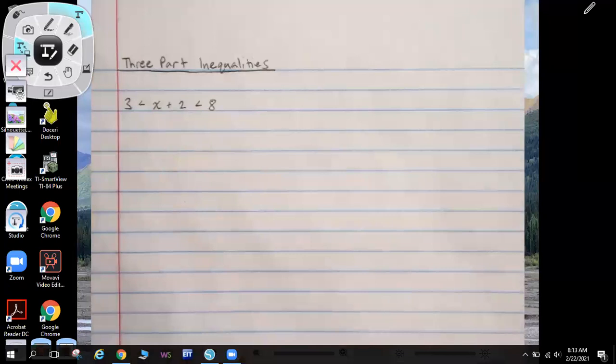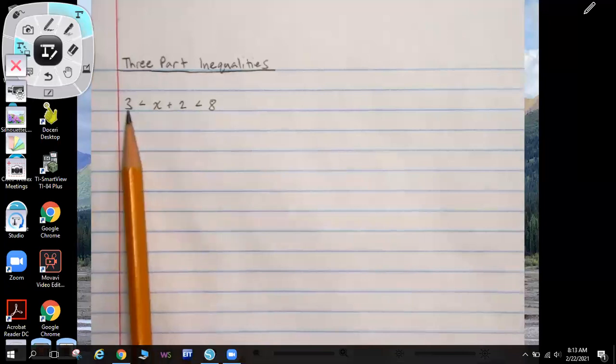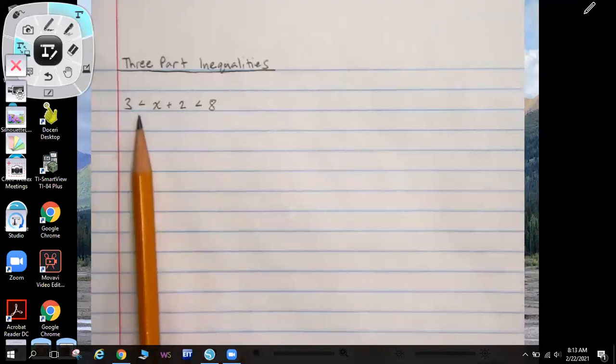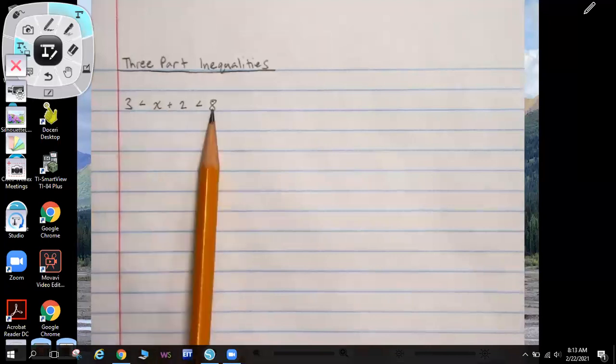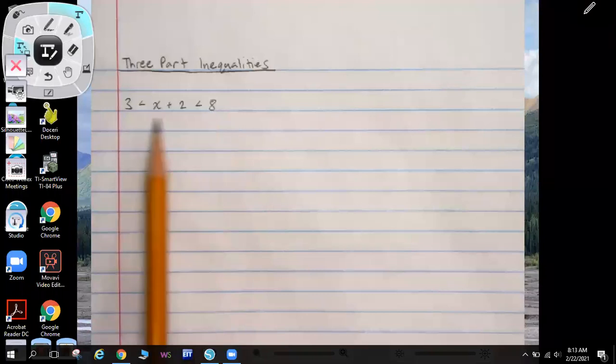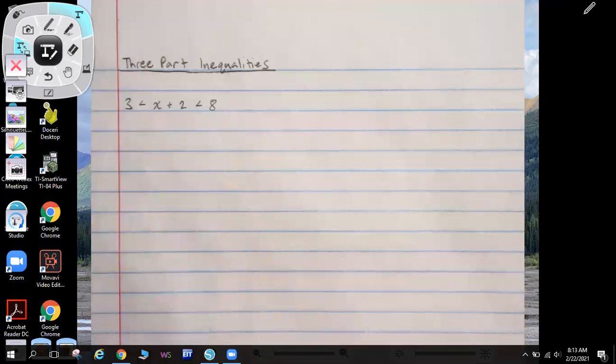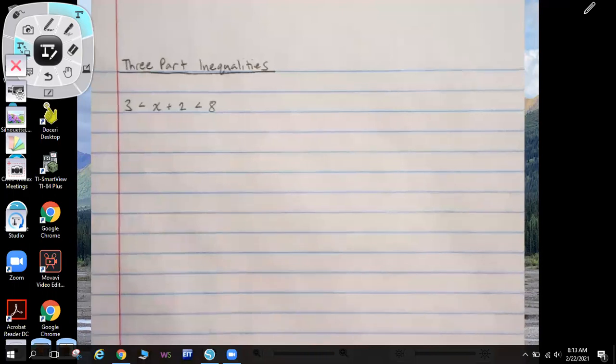Okay, so the order is important. The order that you write your parts in has to make sense based on the inequality symbols. 3 is less than x plus 2 is less than 8. This is in the correct order because 3 is less than 8. You couldn't have those switched and say 8 is less than 3. That's not true. The numbers within the statement should be in the same order that they appear on a number line. So 3 comes before 8 on a number line.